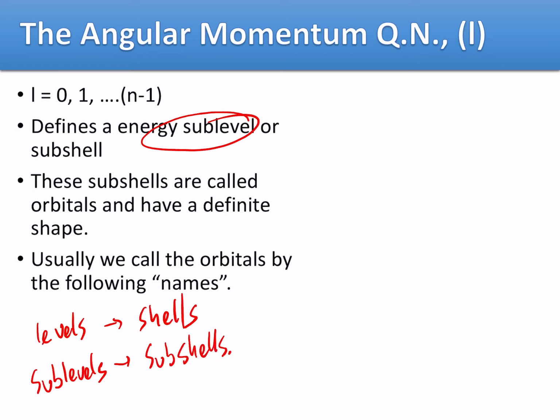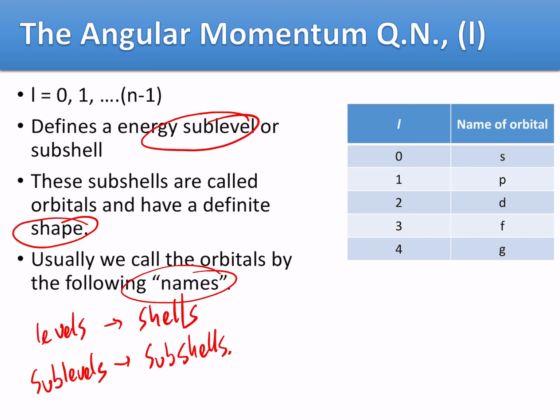Okay, but the point is they are a shell of energy, the first shell, the second shell. They are referred to as energy levels or energy sublevels. However, for the sublevels, we have a particular name. They have a particular shape and a particular name, and it depends on the value of the angular momentum quantum number.